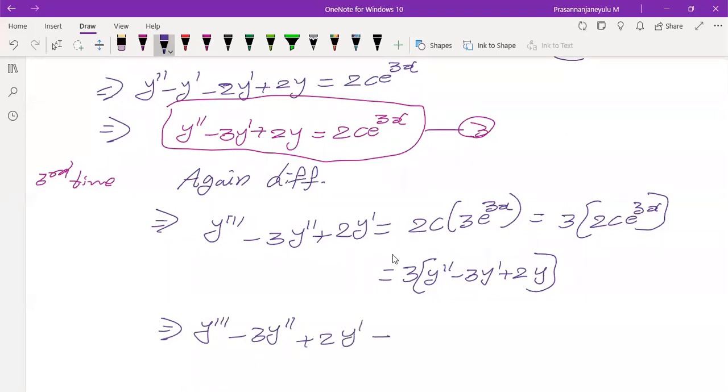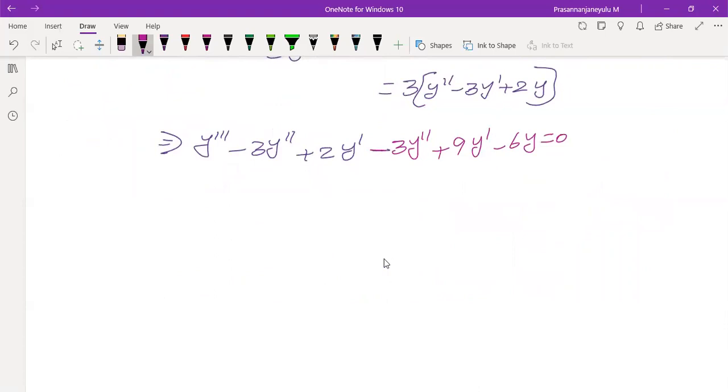What will we get? Minus 3y double dash, minus 9y dash becomes plus 9y dash on the left hand side, plus 6y on the right hand side, bringing to the left hand side minus 6y equals 0. Then do the simplification. That implies y triple dash minus 6y double dash plus 11y dash minus 6y equals 0.